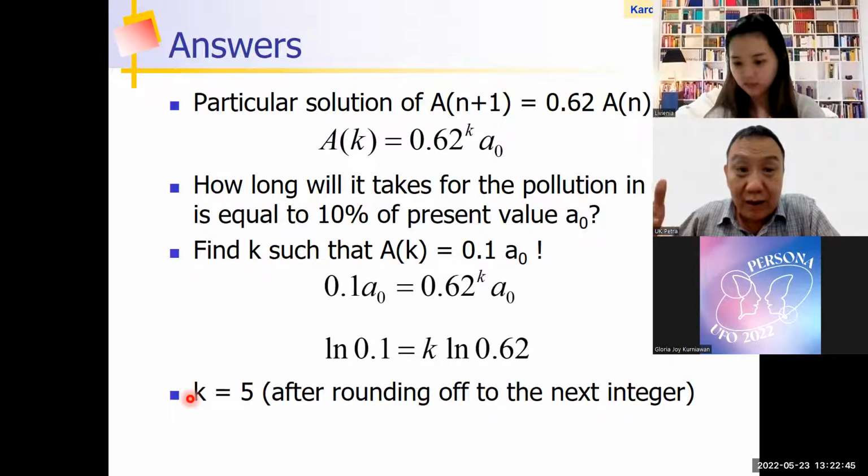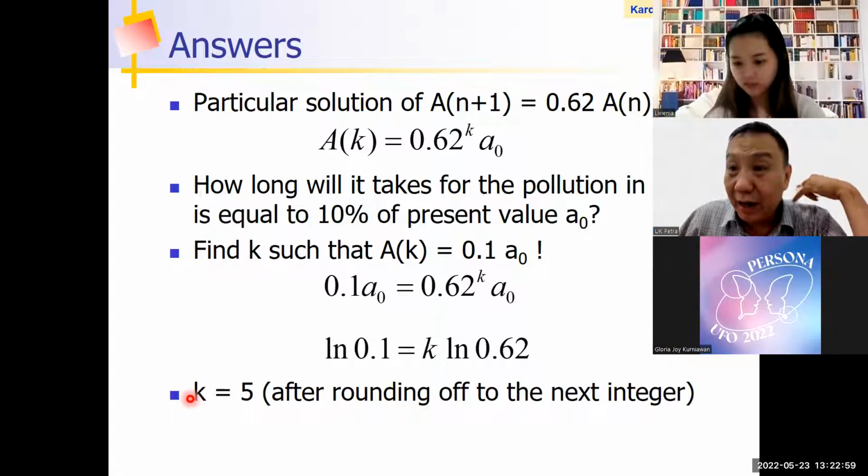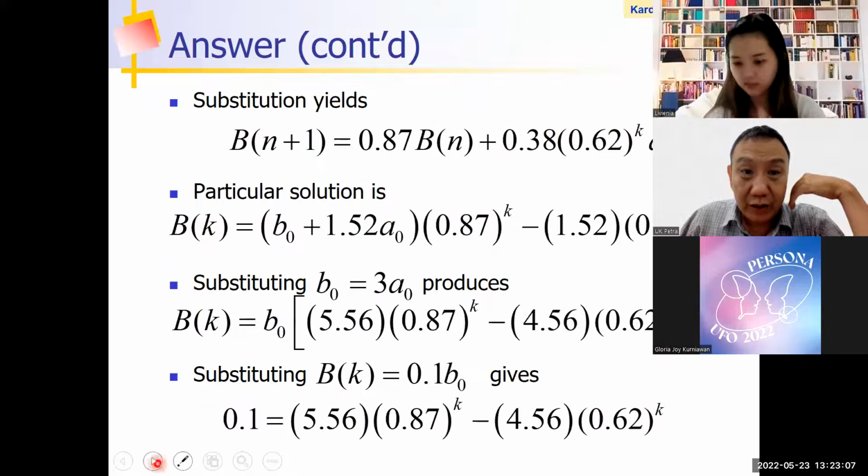So the river, if today we stop the air, the water pollution along the river, the river will become 10% of the current level after 5 years. Okay, that's the meaning. And then we put it into the second equation.